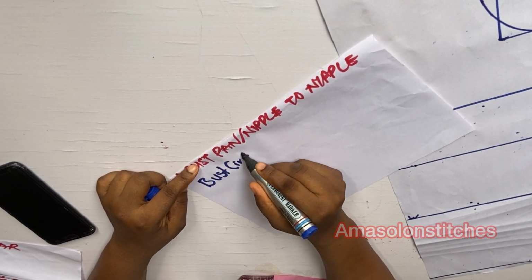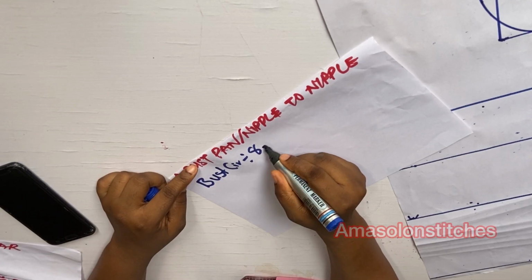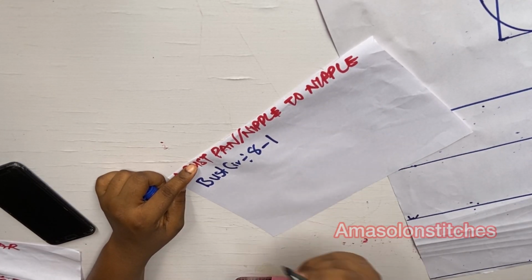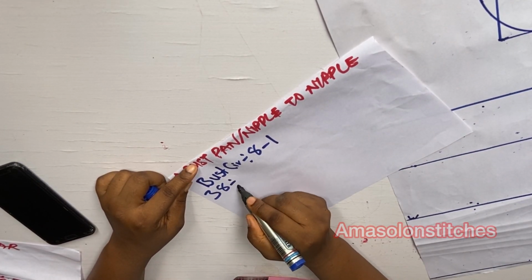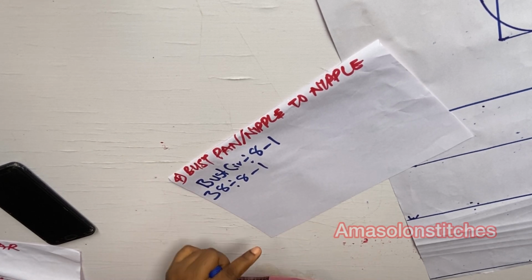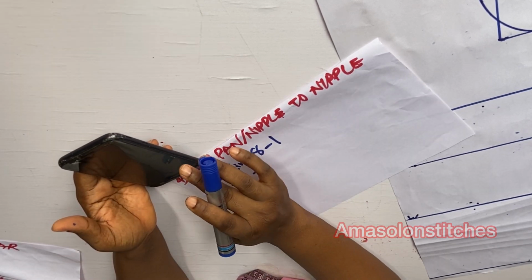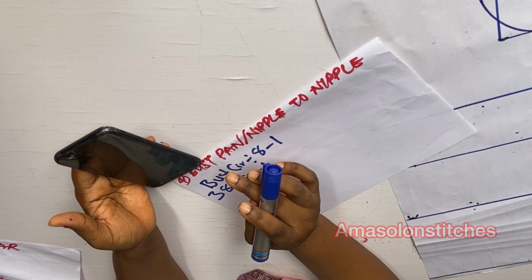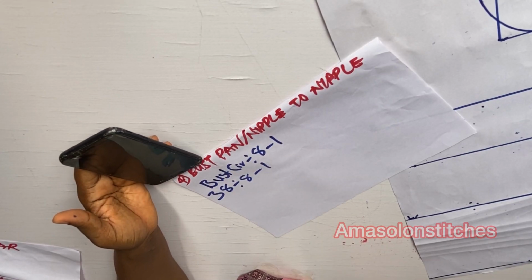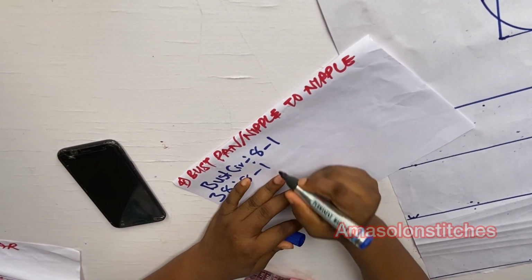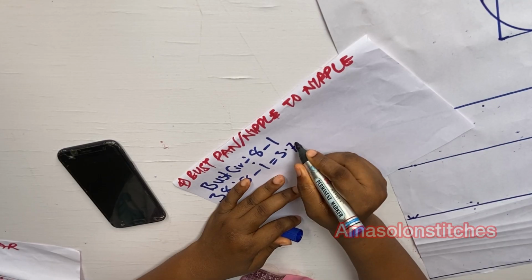All you need again is your bust circumference. Divide it by 8, then minus 1. Once you divide your bust circumference by 8, just remove 1 from it. Whatever answer it gives you is your nipple to nipple, or your bust span. You notice that we are always using bust, so whatever measurements you forget, please try not to forget the bust measurement.